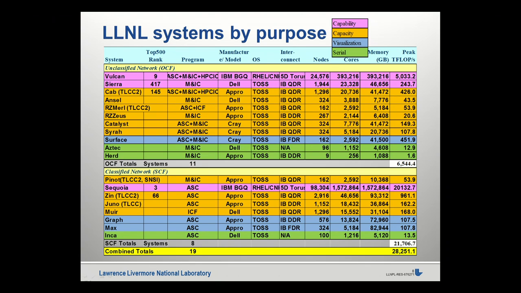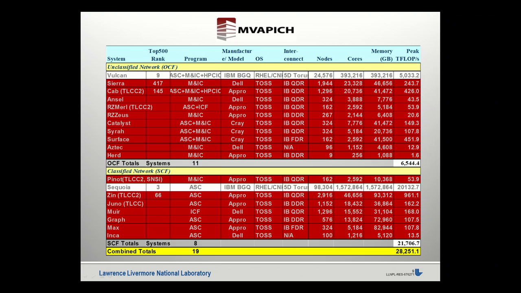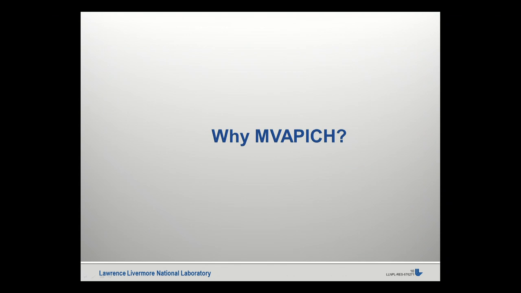Then we have some viz machines. These are to visualize and post-process the data we get from the simulations. These are always loaded down with GPUs. And then we have some serial clusters where people run single-node MPI jobs. So that's a breakdown by machine type, but if you look at what we're using, MVAPICH is on the majority of the machines. In fact, it's the majority of the machines that most of the people are running. So we're very heavily dependent on MVAPICH.